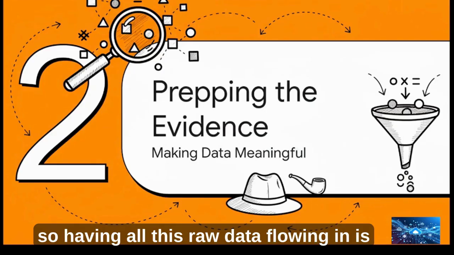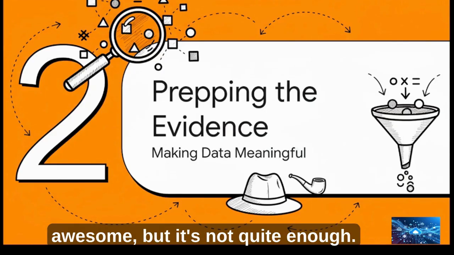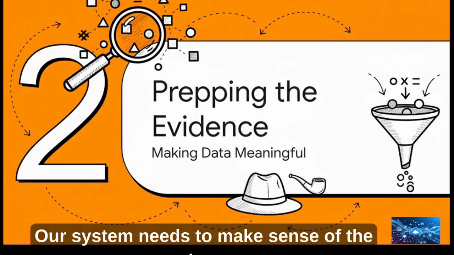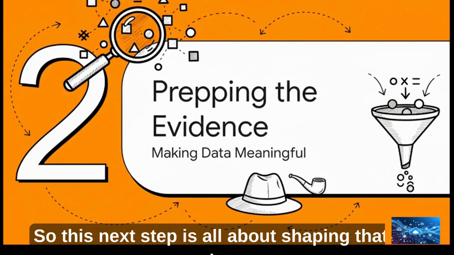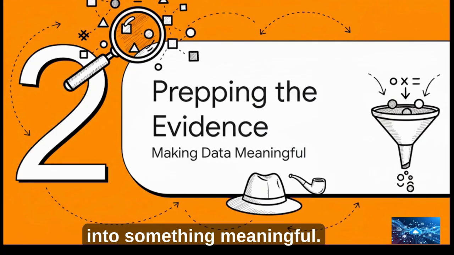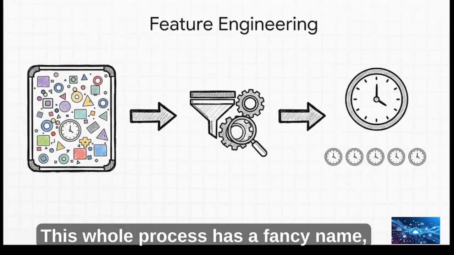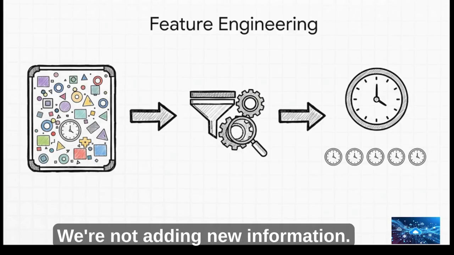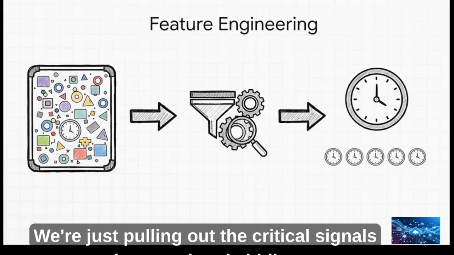Okay, so having all this raw data flowing in is awesome, but it's not quite enough. It's kind of like a witness who only speaks a language you don't understand. Our system needs to make sense of the clues. So this next step is all about shaping that raw data into something meaningful. This whole process has a fancy name, feature engineering. But don't let that intimidate you. We're not adding new information. We're just pulling out the critical signals that are already hiding in there.